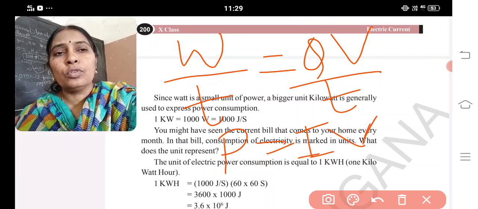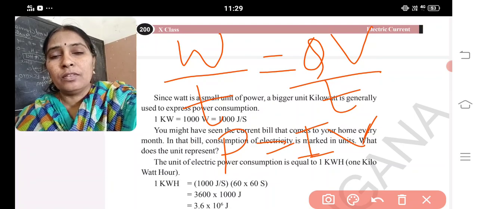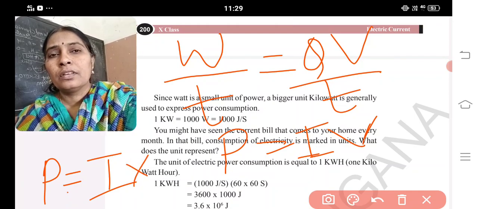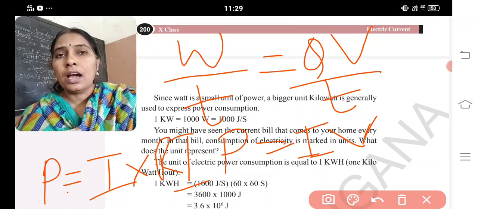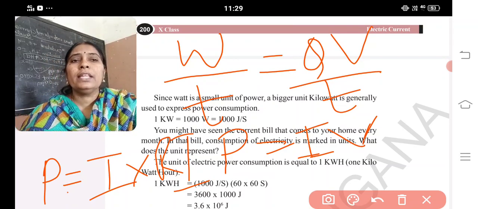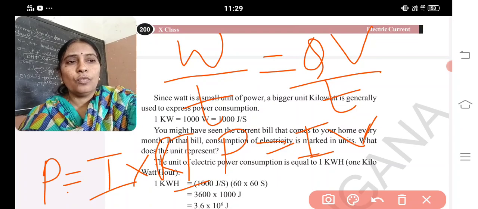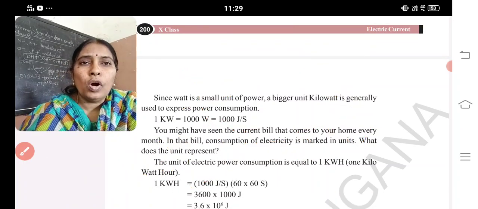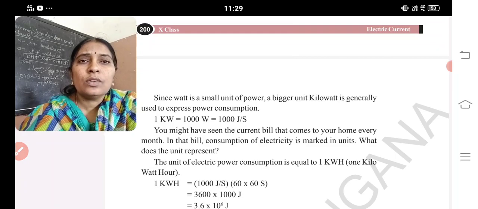But by Ohm's law, you know the value of V. P is equal to I times V, and V is nothing but I R, so P equals I square R. So what is the unit of power? Watt. The smallest unit of power is the watt.